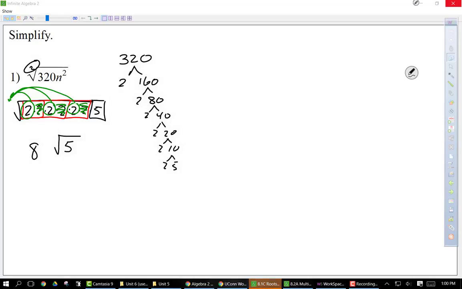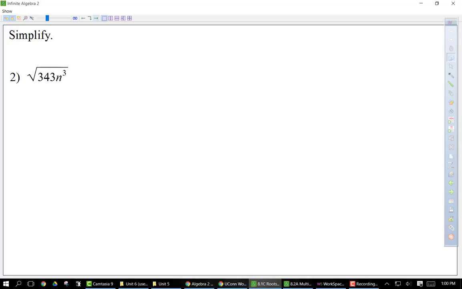Now, let's look at the variable n squared. We talked about before. How many times does this 2 go into that 2? Well, 1. Anything left over? No. So I don't have any n's left inside. So my answer is 8n square root of 5. So 8n times the square root of 5. You don't have to put the exponent of 1, but you're more than welcome to do so if you want to. Go ahead and try this particular example. Hit pause and then hit play to see if you're right.